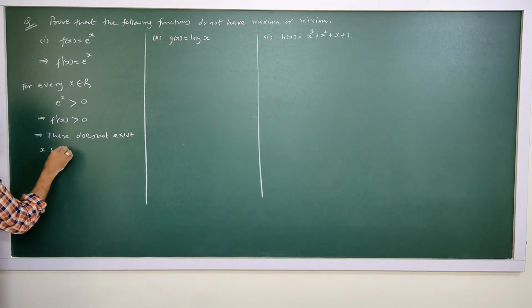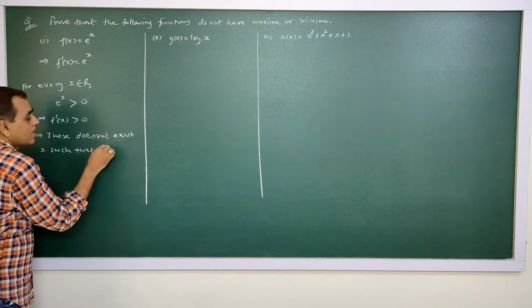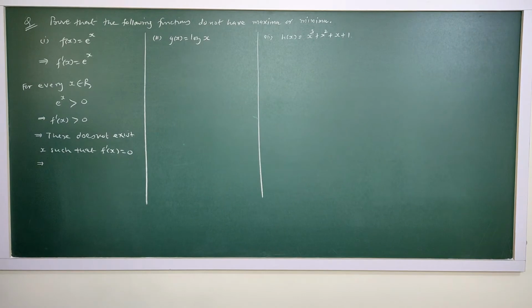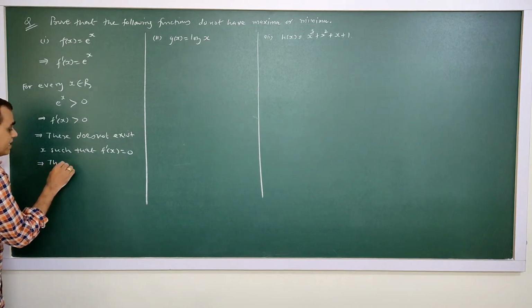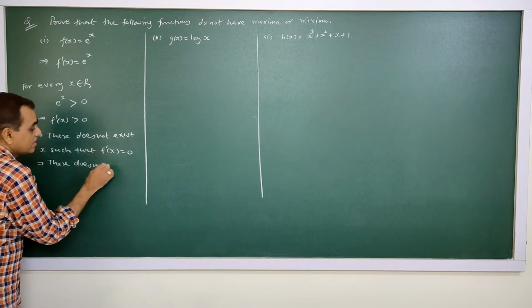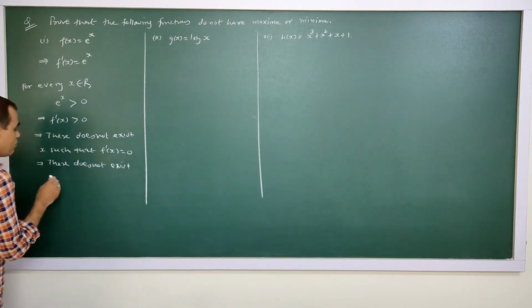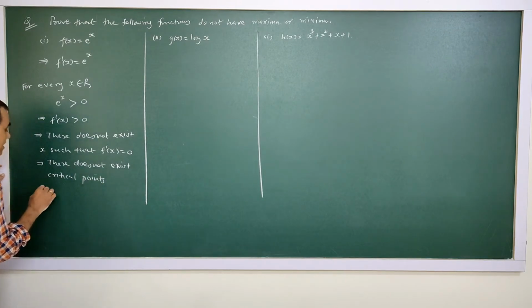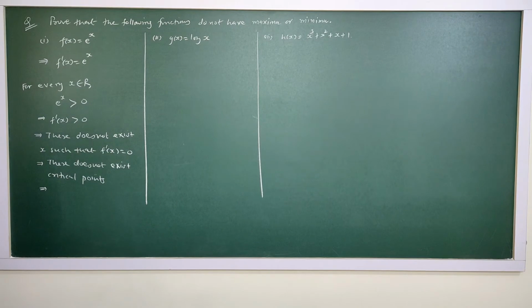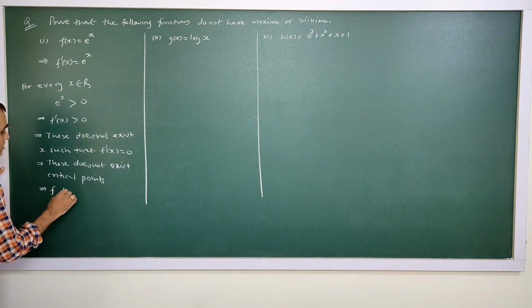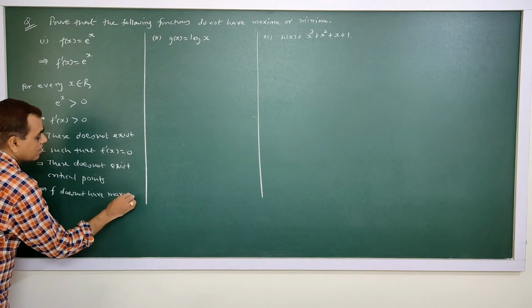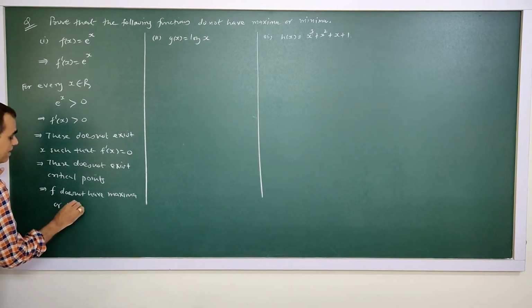X such that f'(x) is 0, therefore there does not exist a critical point. So that means this function does not have maxima or minima. So f does not have maxima or minima.